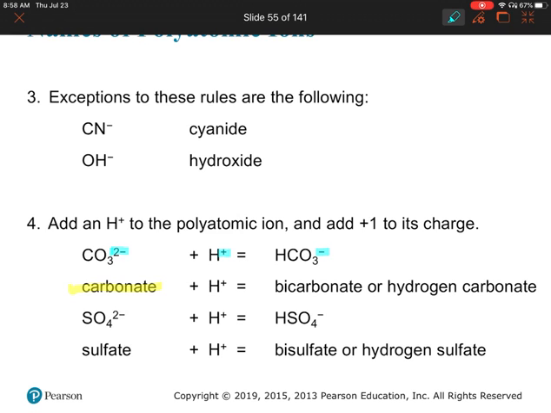So the way we can name this new polyatomic ion that we've created, this HCO3 minus, there are 2 different ways. We could call it bicarbonate or hydrogen carbonate. Either one is fine. Now, this can also happen with sulfate. Sulfate can take on a hydrogen ion and become HSO4 minus. So we can call this ion either bisulfate or hydrogen sulfate.